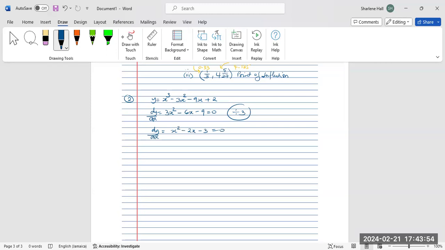All right, so let me just work through this first one so that for those of you who are struggling, you can see what is happening. So I differentiated the function: 3x squared minus 6x minus 9 equals 0. I recognize that 3 is common to each of the coefficients. So I'm dividing by 3.